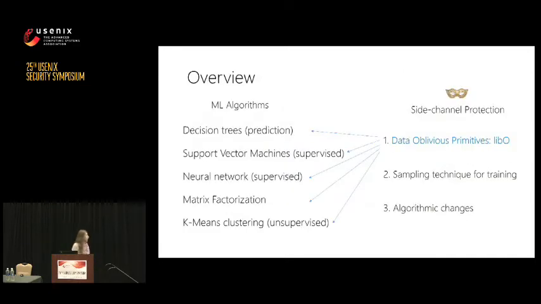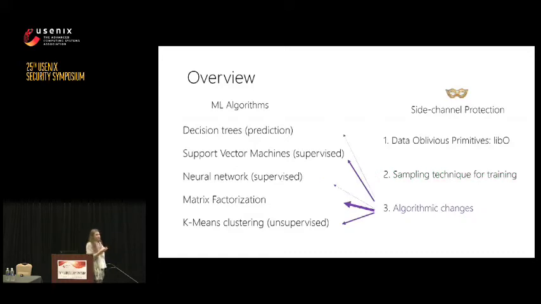So we considered 5 machine learning algorithms, trying to cover supervised and unsupervised learning. Some of them do prediction, and some of them also do the training phase. Our side channel protection consists of 3 parts. First, we have a library of data-oblivious primitives, and these primitives are used in each of the algorithms. Then we noticed that in some supervised machine learning, like support vector machines or neural networks, there is a sampling phase, and if not done properly, it can leak something. So we propose an oblivious technique for sampling.